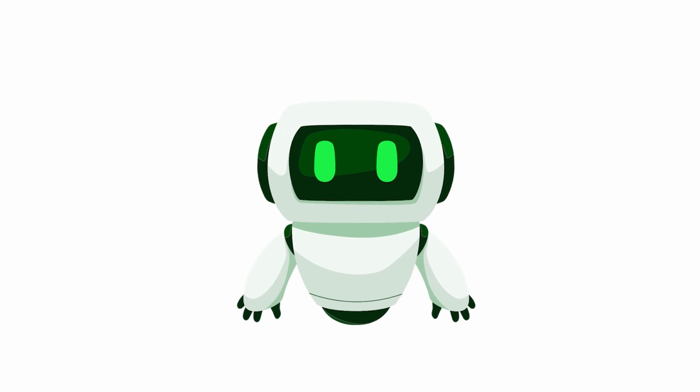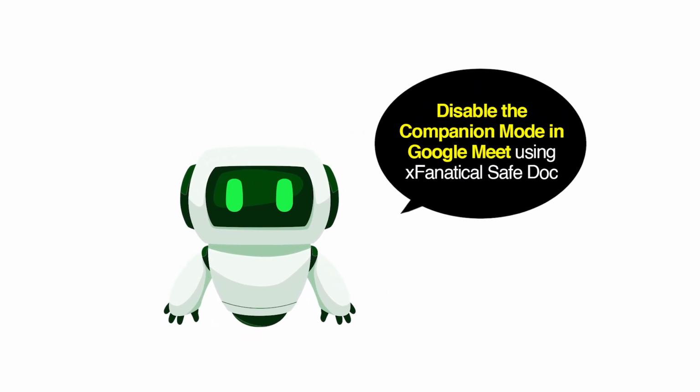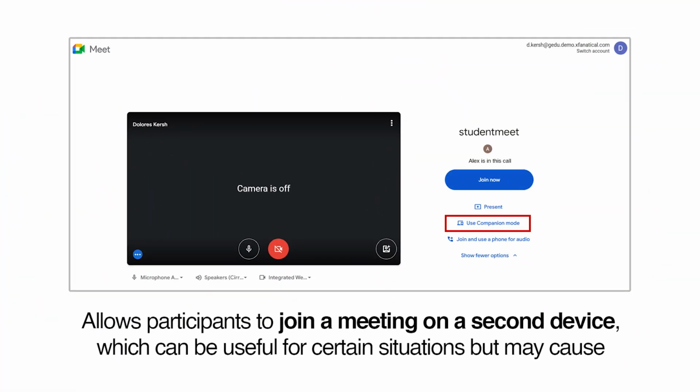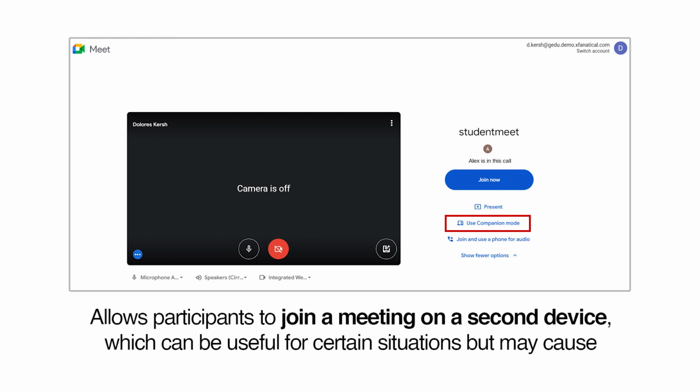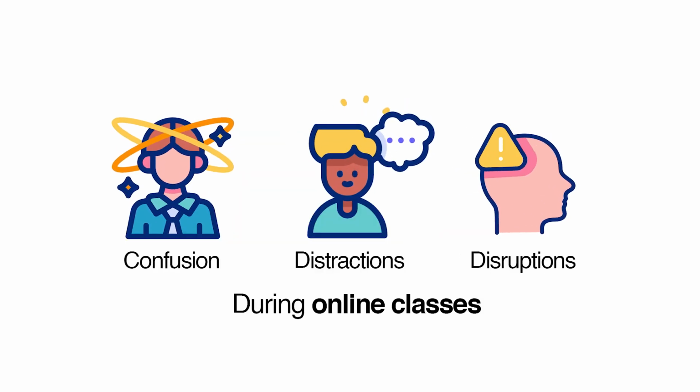Hi there! Today I'd like to discuss how to disable the companion mode in Google Meet using xFanatical SafeDock. Companion mode allows participants to join a meeting on a second device, which can be useful for certain situations but may cause confusion, distractions, or disruptions during online classes.